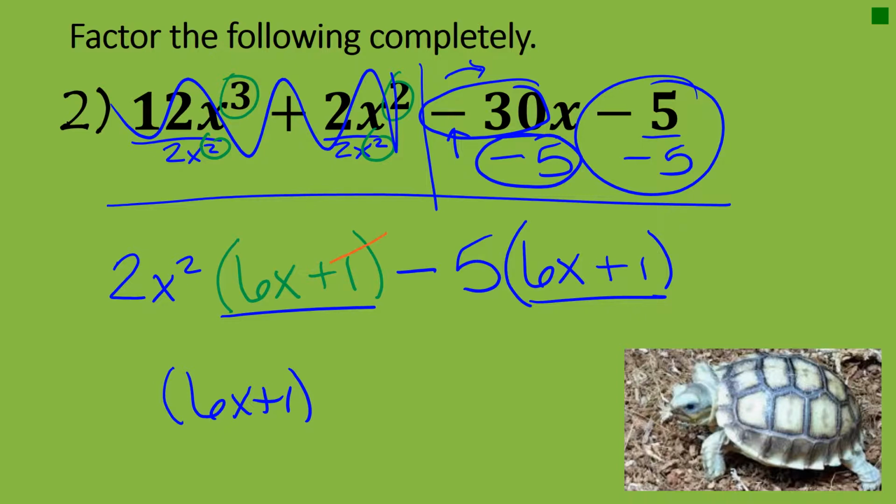When I factor it out of the first term, I have 2x squared. Factor it out of the second term, I have minus 5.